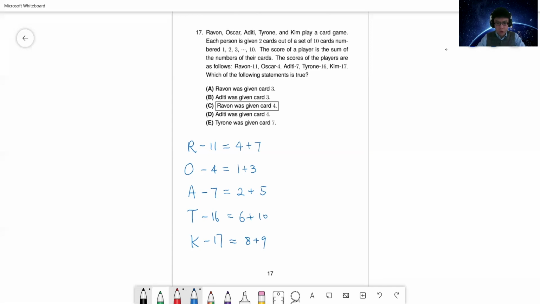Now let's go to the choices. Choice A, Raven was given card 3. That's wrong. Aditi was given card 3. That's also wrong. Raven was given card 4. That's true because Raven's numbers are 4 plus 7. Aditi was given card 4. No. And Tyrone was given card 7. That's wrong. So here, the answer is C.